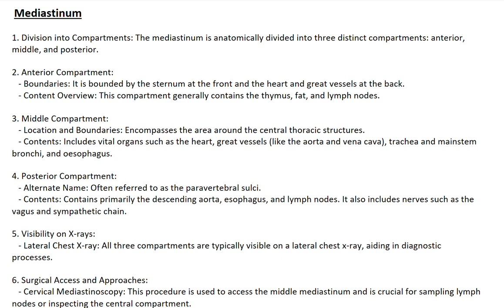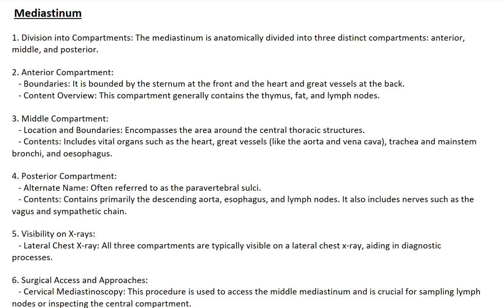Posterior compartment, alternate name, often referred to as the paravertebral sulci. Contents: contains primarily the descending aorta, esophagus, and lymph nodes. It also includes nerves such as the vagus and sympathetic chain. 5. Visibility on X-rays. Lateral chest X-ray. All 3 compartments are typically visible on a lateral chest X-ray, aiding in diagnostic processes.